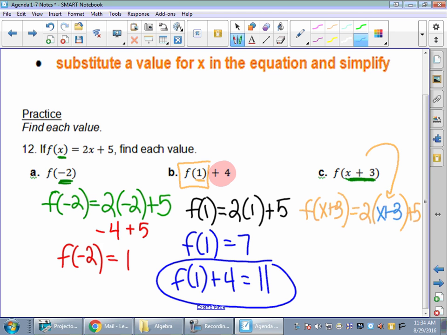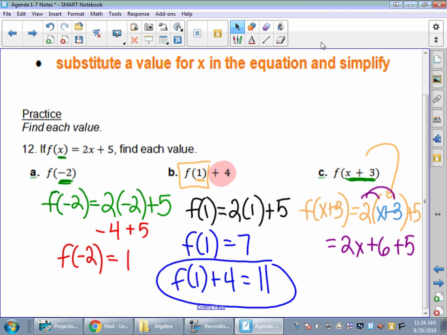Just like that's exactly what we did with the f of 1, we put a 1 in for the x. This one, though, it's just a matter of simplifying instead of evaluating because we can't get a definite answer because we still have an x in there. So I'm going to do the distributive property. 2 times x is 2x. 2 times 3 is 6. That plus 5 is still sitting at the end.